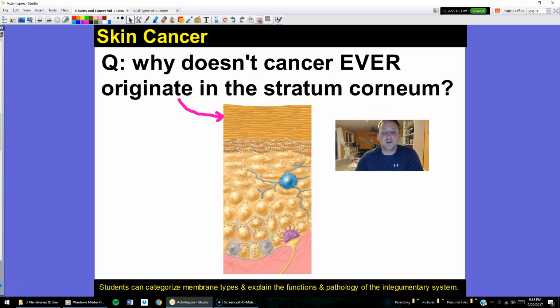So I encourage you to wrestle with and write down maybe one or two ideas of why we don't find cancer originating up here in the stratum corneum. I think that's a really important question. Again, that would be on a summative test to illustrate the nature of cancer, what actually is causing cancer. And if you can answer that, you can answer the whole thing. So we're going to talk about that next class.